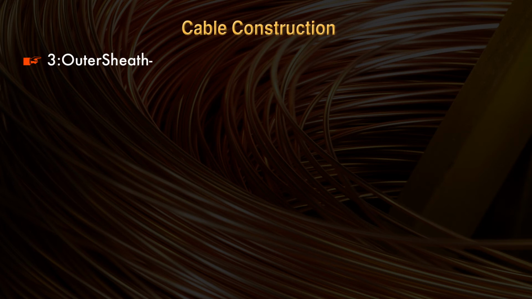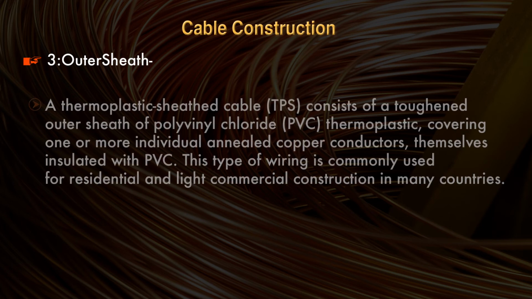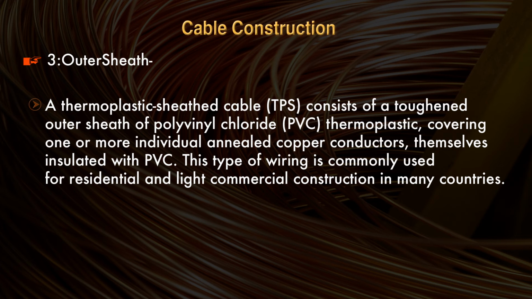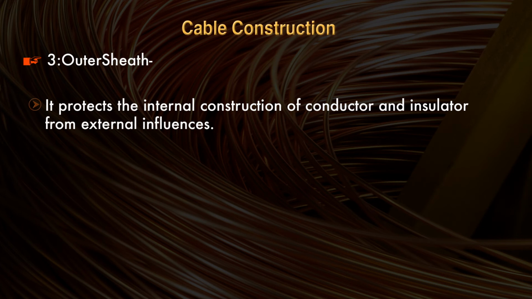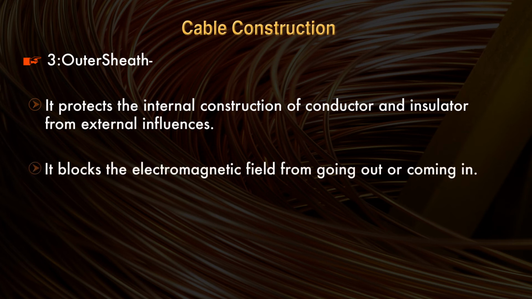Now we are going to discuss the outer sheath of the cable. A thermoplastic sheath cable consists of a toughened outer sheath of polyvinyl chloride, that is PVC thermoplastic, covering one or more individual annealed copper conductors, themselves insulated with PVC. This type of wiring is commonly used for residential and light commercial construction in many countries. The outer sheath protects the inner construction of the conductor and insulator from external influences. The outer sheath blocks the electromagnetic field from going out or coming in.